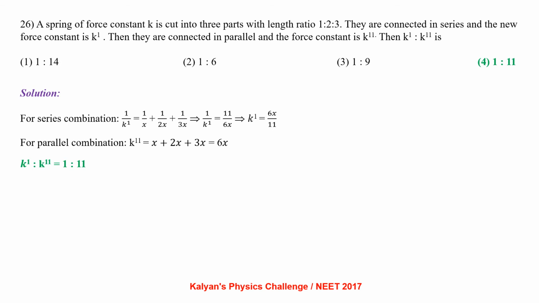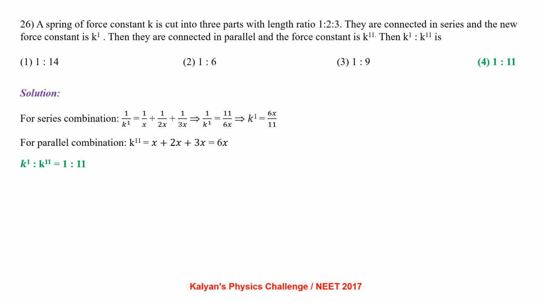A spring of force constant K is cut into 3 parts with length ratio 1:2:3. They are connected in series. The new force constant is found to be K dash. When they are connected in parallel, the force constant is K double dash. Then the ratio K dash to K double dash is.